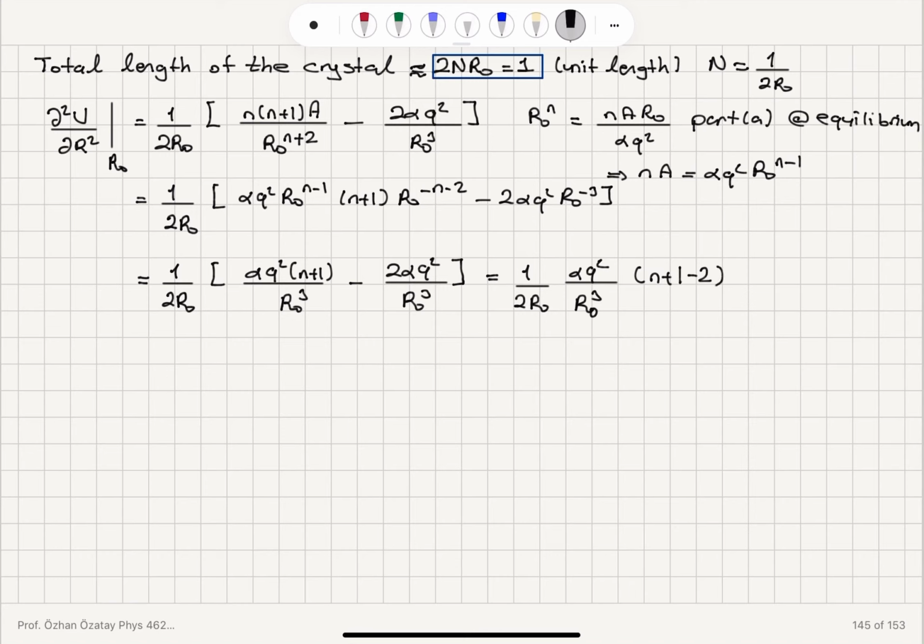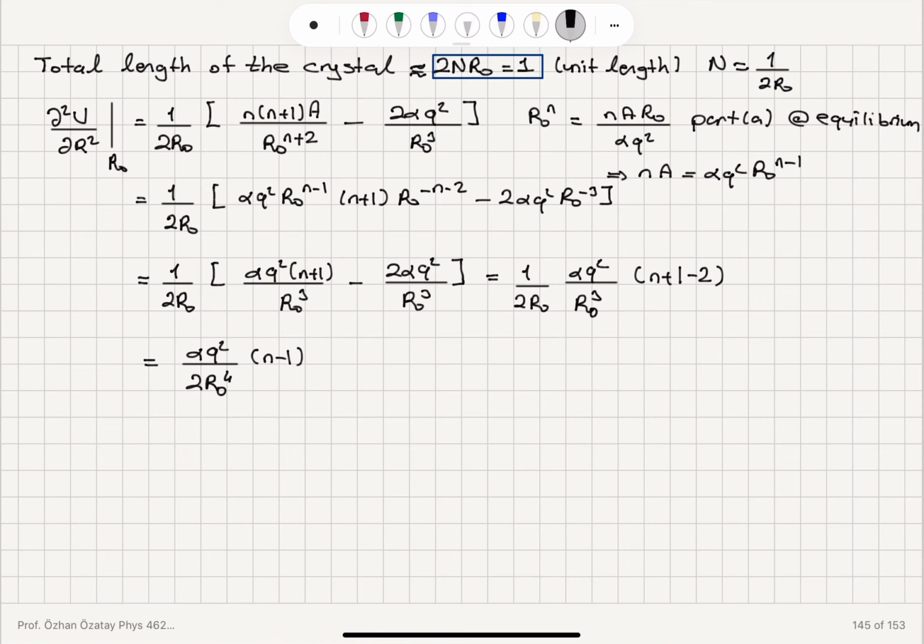So I reach the following answer. So this is equal to alpha q square divided by 2r0 to the fourth power n minus 1.